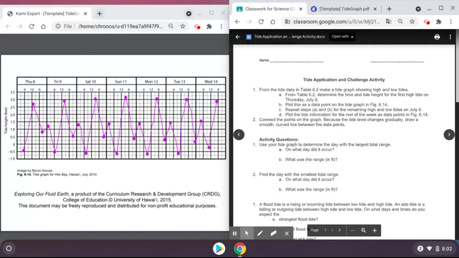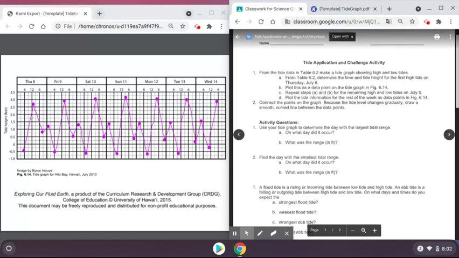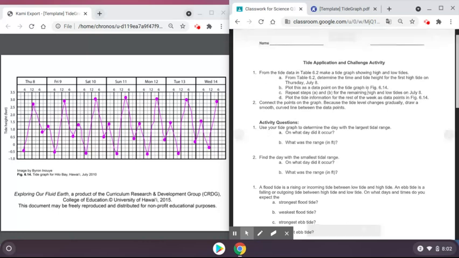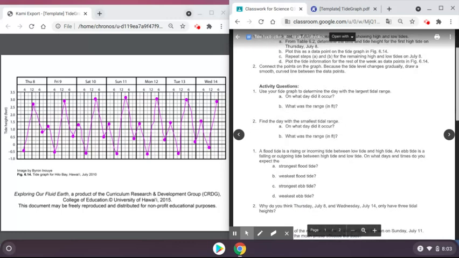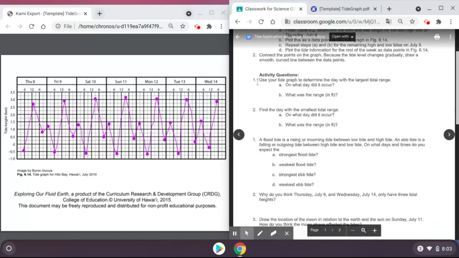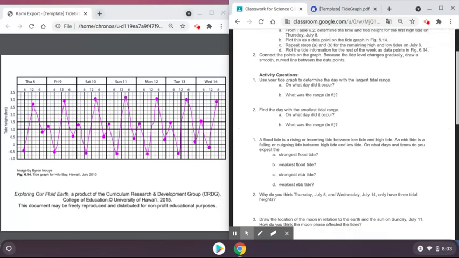So if you open this assignment, there's a little bit of instruction, and then you're going to answer the questions. We've already gone through all of this. We graphed our data points. We repeated the steps for each date, graphed low, high, and then we connected the points. We're now going to use our graph to help answer the rest of our activity questions.